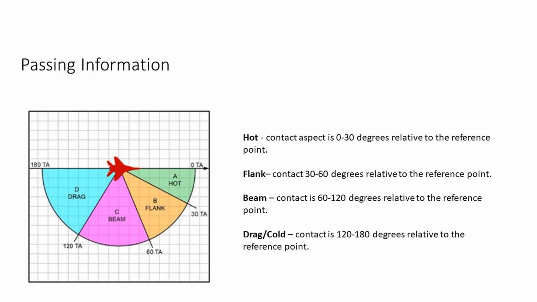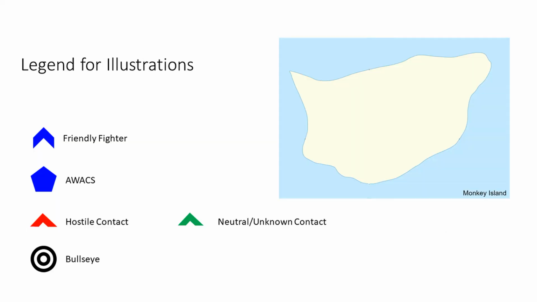Flank is the contact being 30 to 60 degrees relative. Beam, 60 to 120 degrees relative. And drag, 120 to 180, so they're moving away from you. And again, later we'll have a better visual example here.